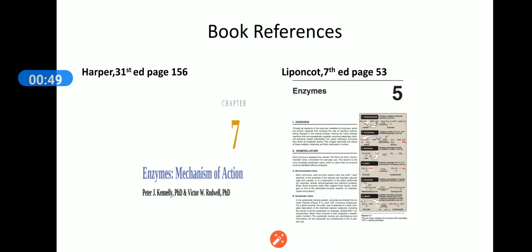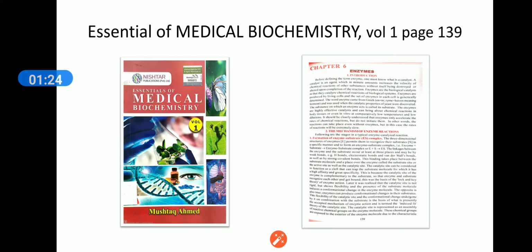The reference books, as you know, for medical biochemistry are Harper, Lippincott and Mushtaq. In Harper latest edition, which is the 31st edition, you may find the course of enzyme in 3 chapters starting from chapter 7 on page 156, and in Lippincott 7th edition, which is the latest edition, on page 53 in chapter number 5. In Essential of Medical Biochemistry volume 1 on page 139, chapter number 6.